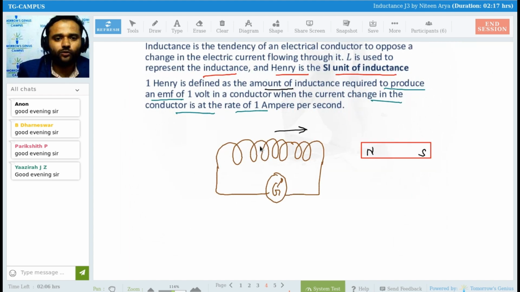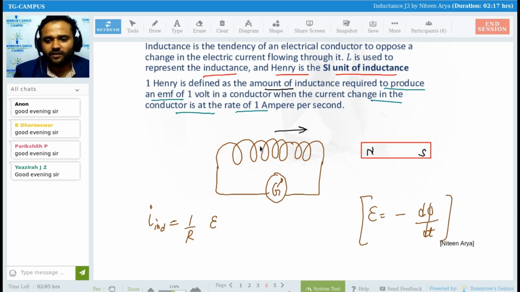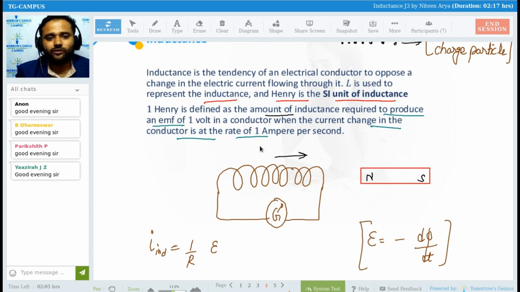So what is happening here? As we know, in a simple way, the induced current I induced is 1 by R times the EMF, or electromotive force, where this electromotive force itself is d phi by dt. Is this clear, everyone? So in this way, 1 Henry is defined as the amount of inductance required to produce an EMF of 1 volt in a conductor when the current change is at the rate of 1 ampere per second.